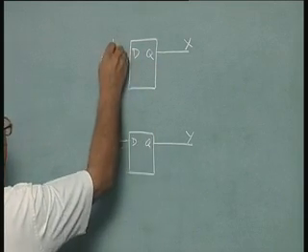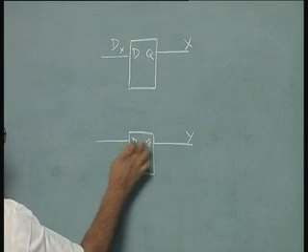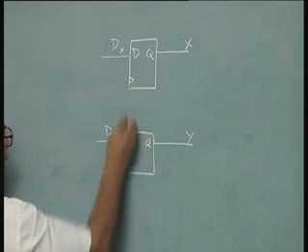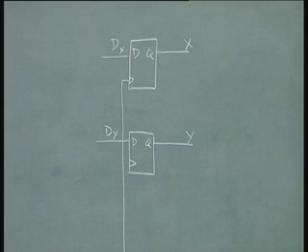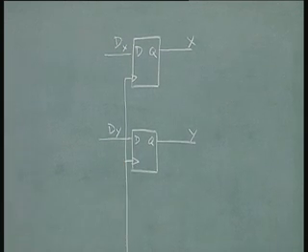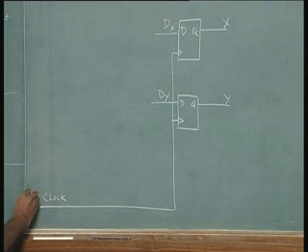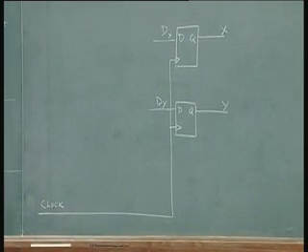So the input to the D flip flop X I will call DX, and the input to the D flip flop corresponding to Y I will call DY, and both are run by a clock. This is the system clock. This clock has to be shown in the block diagram.